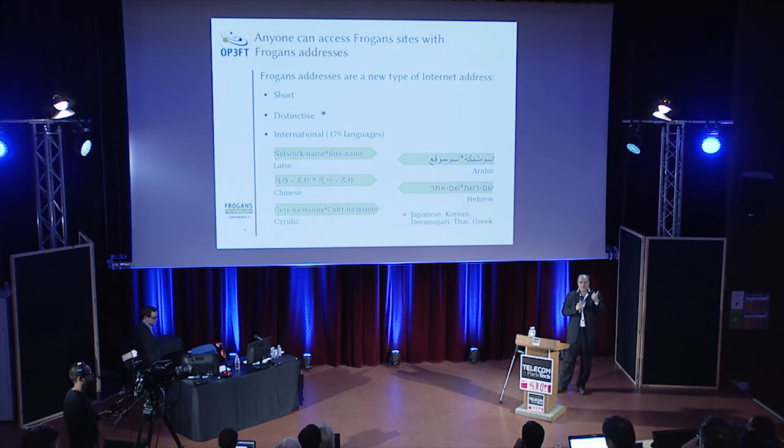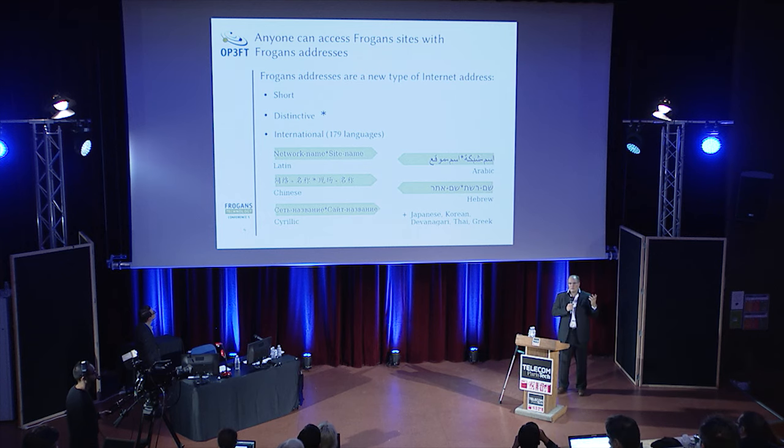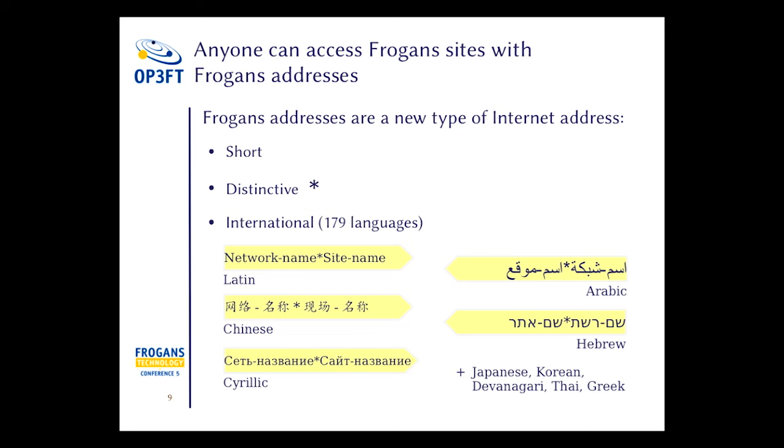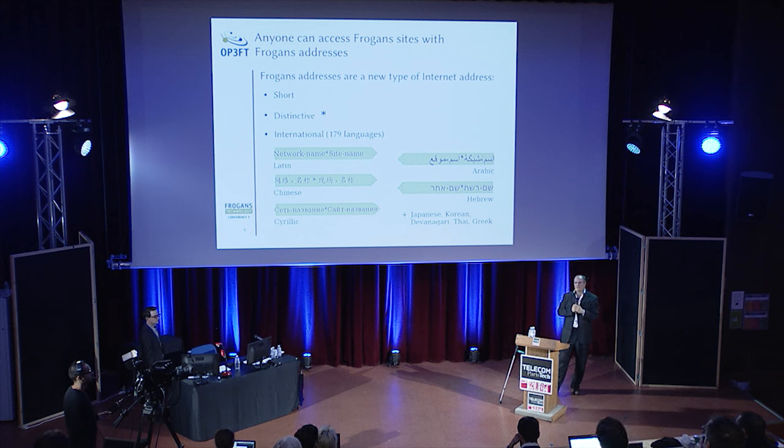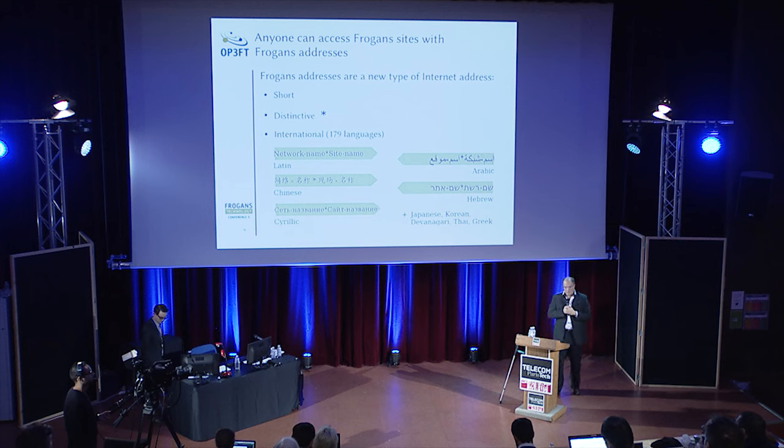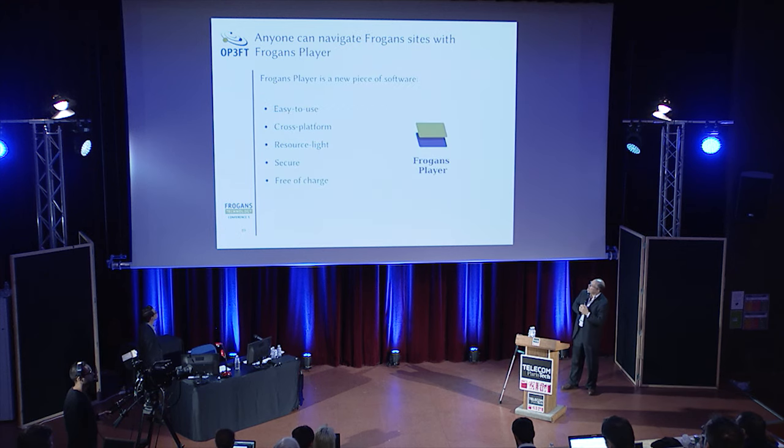So the address is quite short, easy to recognize, and it's available in any language. It's short because of the Frogans address. That's a guarantee for the future. It's a word, a star, and another word. No longer any http://, whatever. No, it's very simple. It's word, star, word. The first word is the network name, and the second word is the site name. The star is the distinctive sign of the Frogans technology. When you see a star in an address, it is a Frogans address, and this star does not change depending on the languages. It's still the same, so you have the network name, star, site name, and this in the different language categories that I talked about earlier.